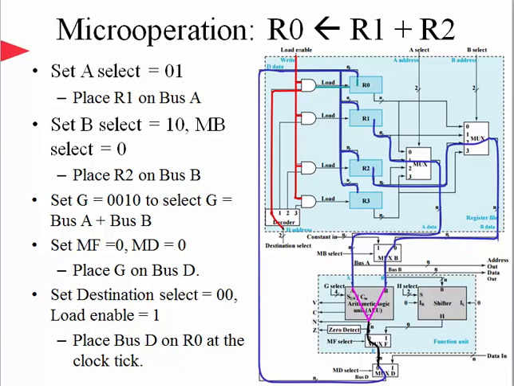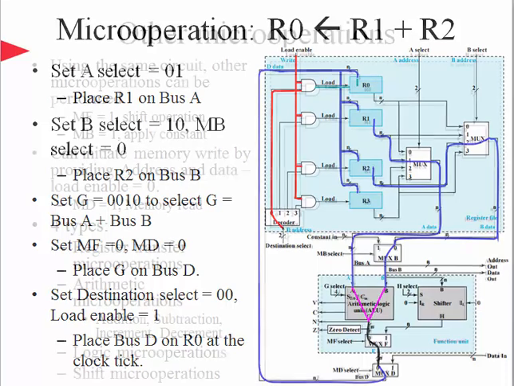So bus A and bus B will get added. When we set MF to 0 and MD to 0, in that case we place G on bus D. Then we set the destination to 0, 0, and we basically enable the register file to place bus D contents on R0 at the clock tick. So that's going to store the result in the destination register.